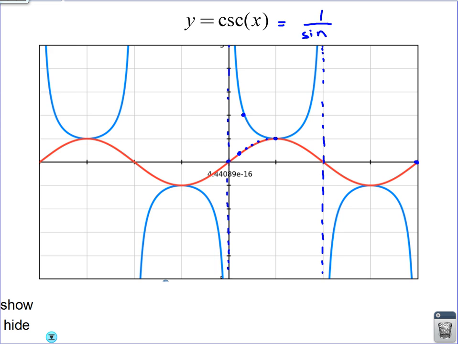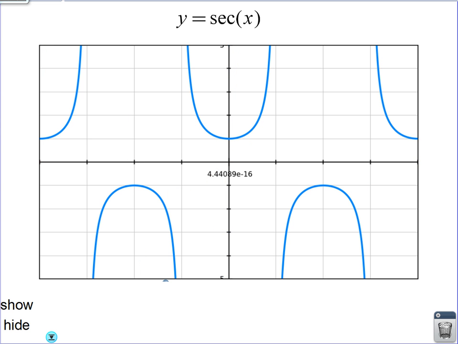And we already know the secant graph is going to look very similar. Your secant graph, and here's your cosine graph to go along with it. Your secant graph simply flips over that cosine graph. Secant is 1 over cosine.